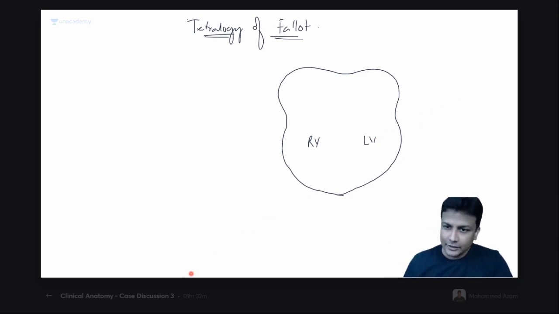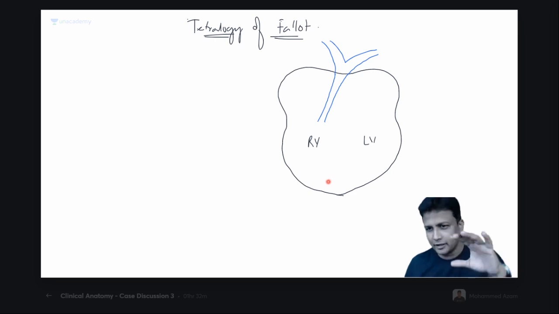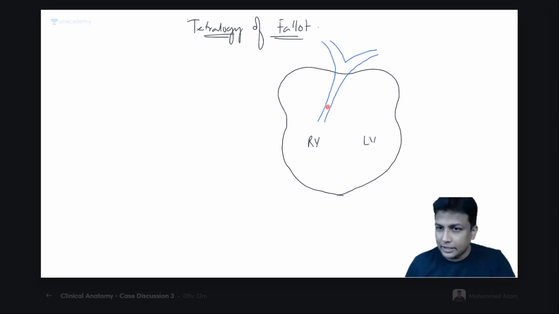What is happening? The first thing that is happening here in tetralogy of Fallot is there will be pulmonary stenosis. The pulmonary trunk is going to begin from the right ventricle, but it is remaining very narrow. I want you all to concentrate fully here. Another 10-15 minutes, I promise you'll become an expert. The pulmonary trunk will be narrowing here: stenosis. To be more specific, it will be subpulmonary stenosis. I'll tell you the reason why I'm saying that.